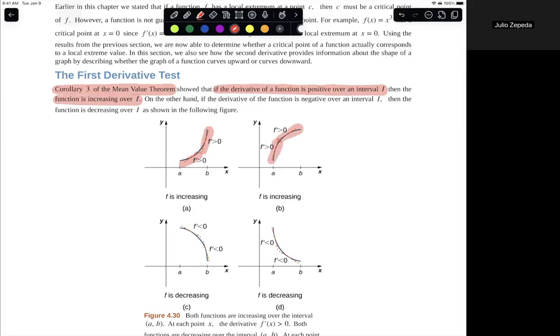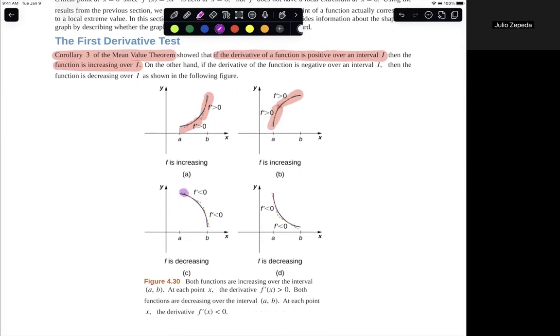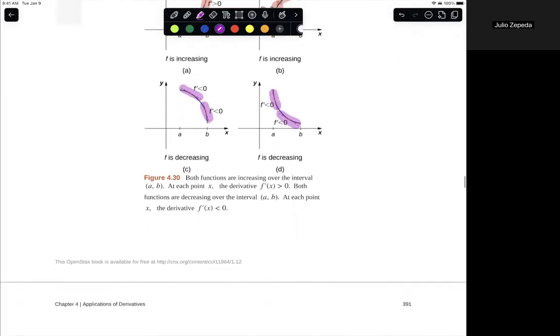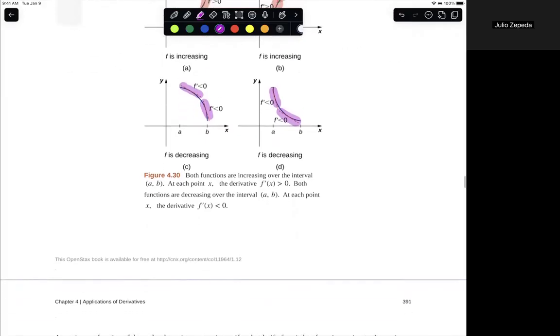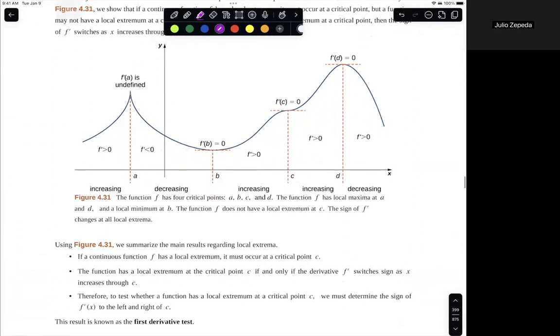In each of these cases, from left to right, the function is increasing, and we can see that the slope of the tangent line is positive. So the derivative function is positive. And also, if the derivative has a negative value, then that implies that the function is decreasing. We are going to use this information to help us locate local extreme values.